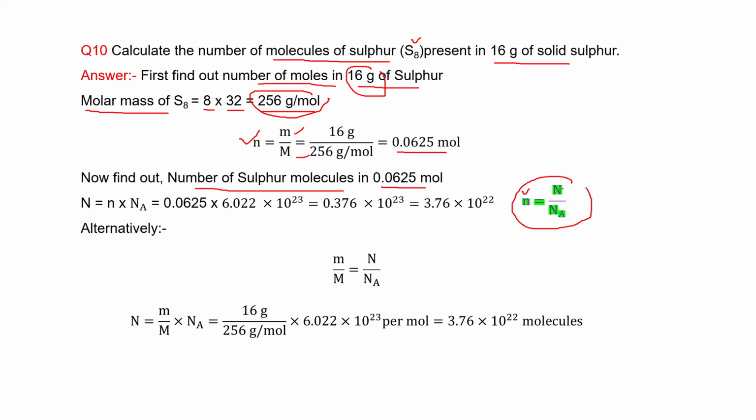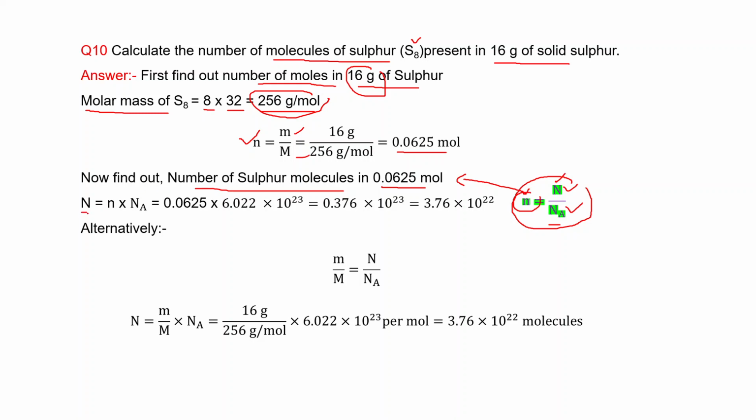n is the number of moles, N is the number of particles. These particles may be atoms or molecules. In this question, these particles are molecules. That's why number of molecules divided by Avogadro constant. In this case, this n we have found out already, this one. Okay, and we know the value of this Avogadro constant. We have to find out this N.